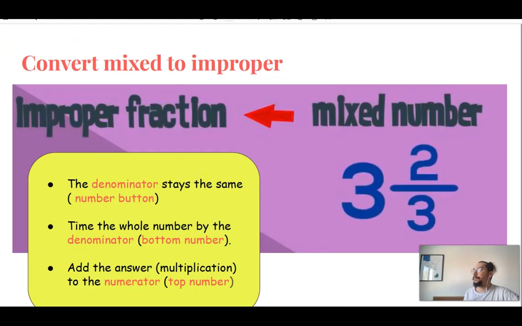So again, here we know how a mixed fraction looks like. It is made of a whole number, as you can see right here, and it's also made of a proper fraction, as you can see right here. So let's read this. The denominator stays the same number at the bottom. So here's what we're trying to do. We're trying to convert mixed fractions into proper fractions.